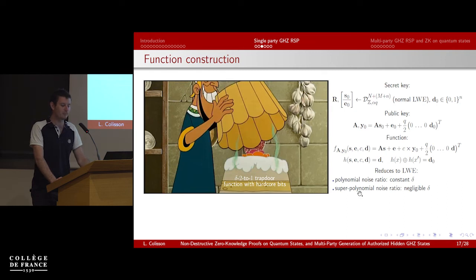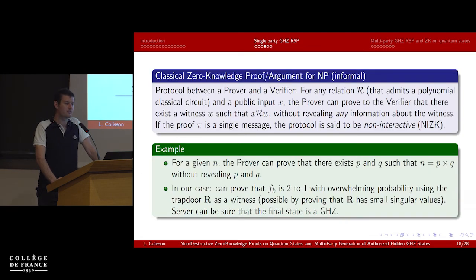If we are happy to use LWE with super polynomial noise ratio, saying that you are allowed to have a very, very small noise, then we can make sure that our function is 2 to 1 with overwhelming probability. Okay, so now we see how we can construct one state, which is a GHZ state. So from one superposition, we can create n qubits, which are part of a GHZ state.